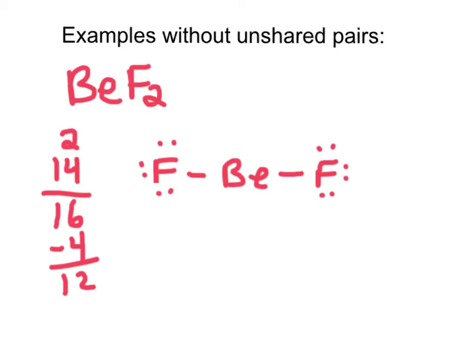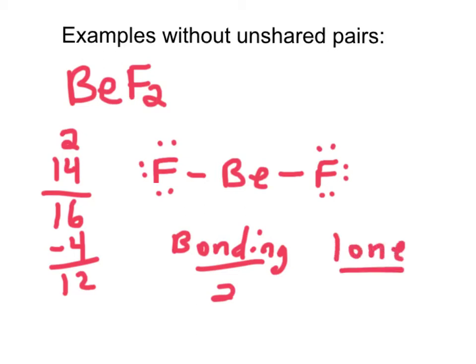For the VSEPR model, we only look around the central atom, beryllium, and so we can see that for bonding areas, what we have is beryllium is bonded to 2 different atoms. For unshared pairs or lone pairs, we don't have any, and so the total number of electron areas that we have is going to be 2. And in order to get 2 electron areas as far apart as possible, we're going to put them 180 degrees apart, just like it's implied with the diagram, and the name for this shape is linear.